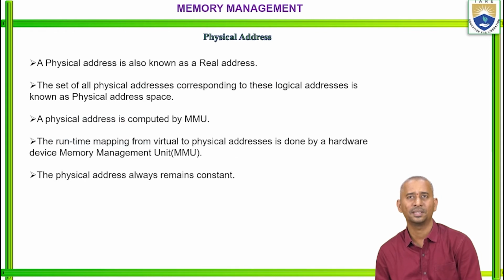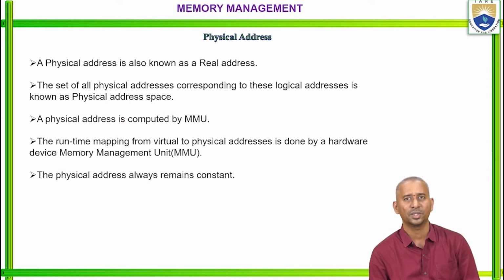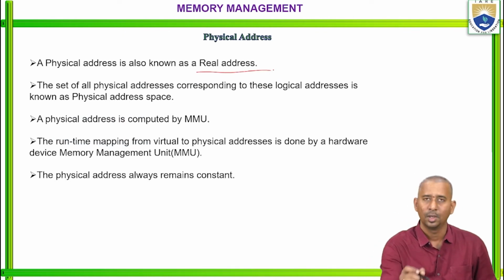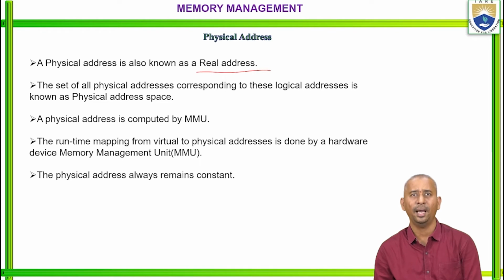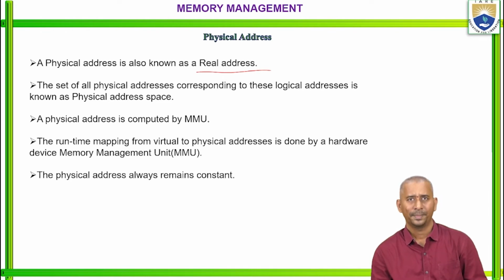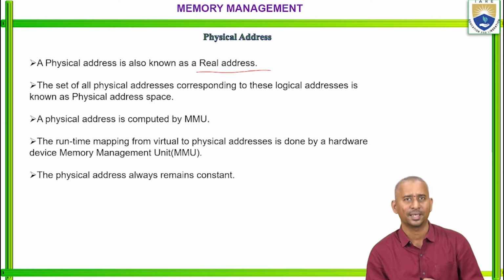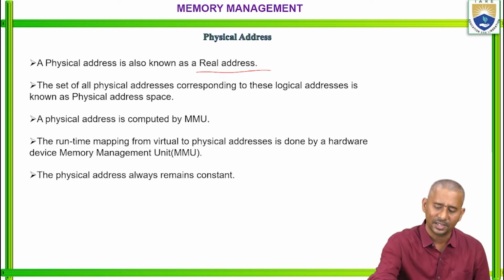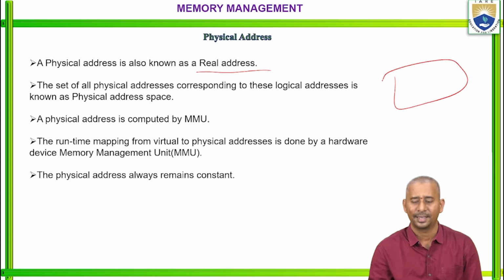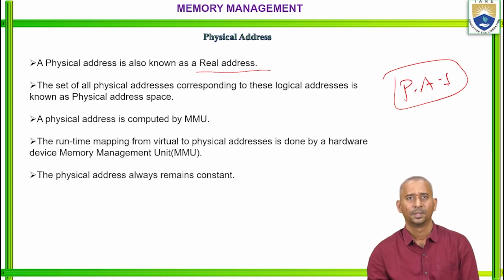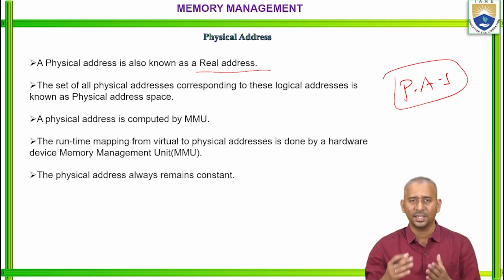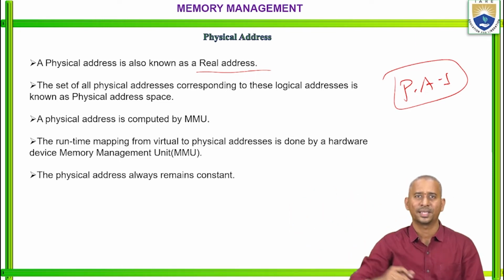In depth, what is the physical address? The physical address is also known as the real address. The logical address is also called a virtual address, whereas the physical address is also called a real address. The set of all physical addresses corresponding to the logical addresses is known as the physical address space, nothing but the set of all physical addresses which map to the logical addresses.